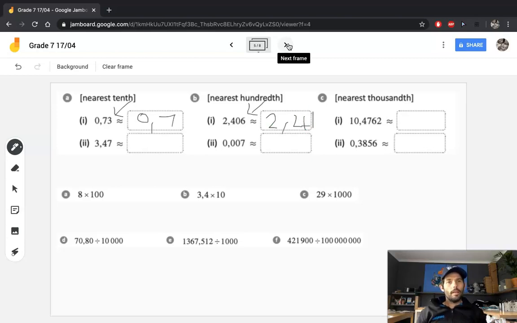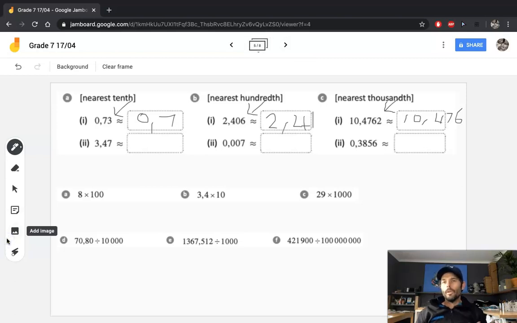And to my nearest thousandth, I look at my 10,000th column. So for C number 1, I'm looking at this 2. It's less than 5, so my thousandth column stays the same. That stays as 10,476. Go and see if you can do question 2 of A, B, and C.